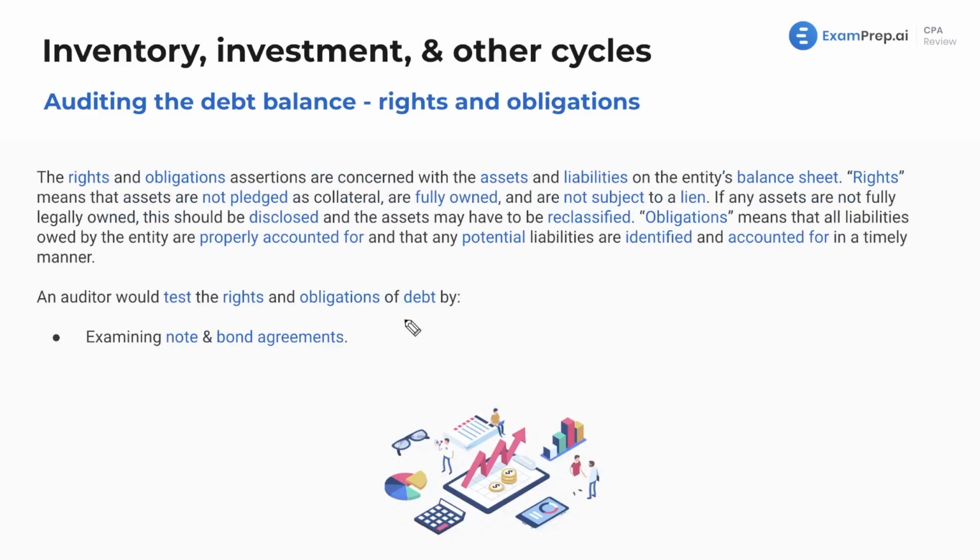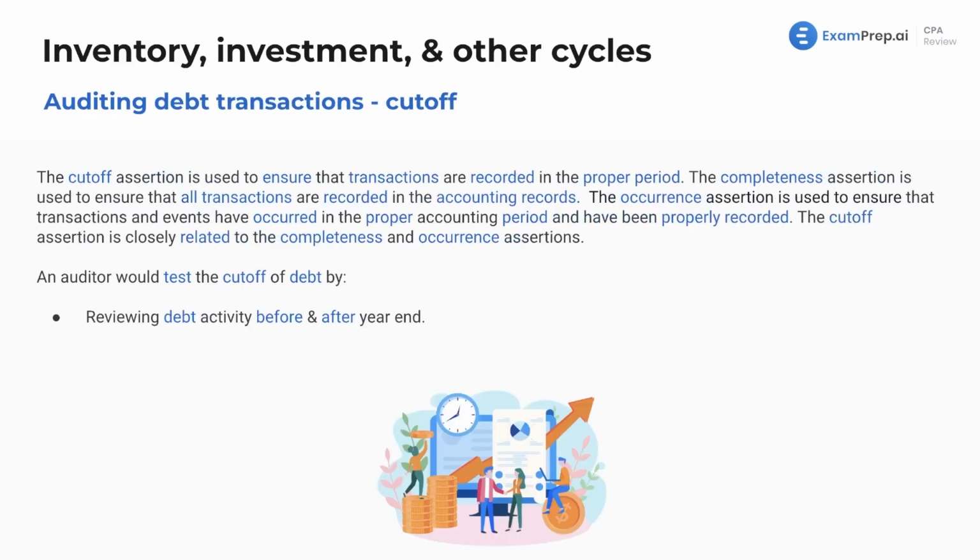For the rights and obligations, examine those note and bond agreements. Let's look through the documents, make sure that anything that is possibly a liability in the future is properly stated, and any assets we have are properly stated as well. For cutoff, you want to review the debt activity before and after year end to make sure that anything related to interest expense, interest payable, as well as our debt balance is in the proper period.